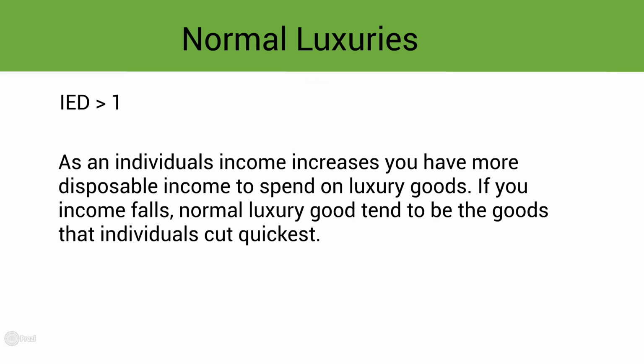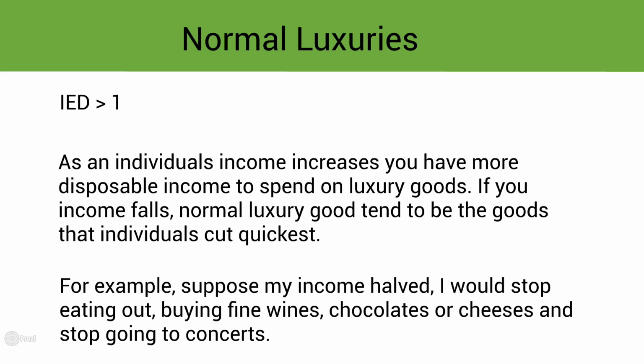So normal luxuries have a value for income elasticity of demand that is greater than 1. As an individual's income increases, you have more disposable income to spend on luxury goods. If your income falls, normal luxury goods tend to be the goods that individuals cut quickest. For example, suppose my income halved, I would stop eating out, buying fine wines, chocolates or cheeses, and stop going to concerts. These types of goods are normal luxury goods.